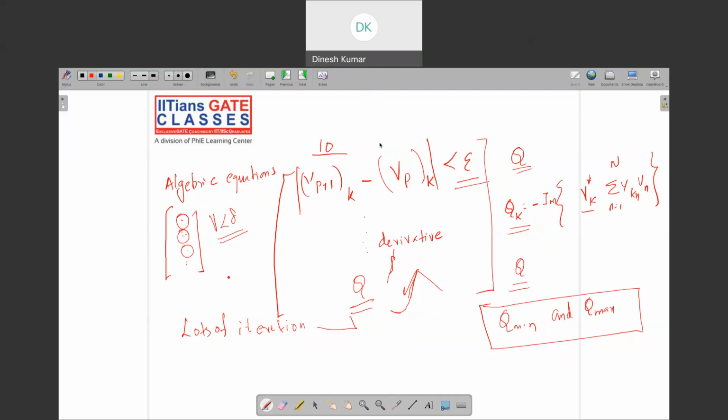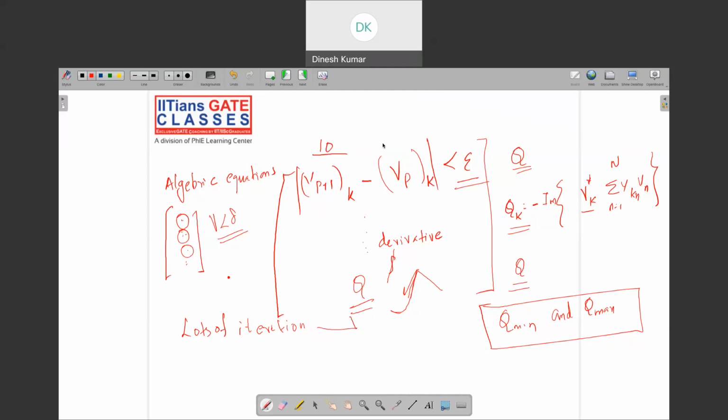Next class we will look at Newton-Raphson, and with that we will close our discussion on load flow. Then we will look at economic load dispatch. After economic load dispatch, we will look at faults and other aspects. Then we will look at transients, which is the most important part, that is the critical clearing angle and all those things.